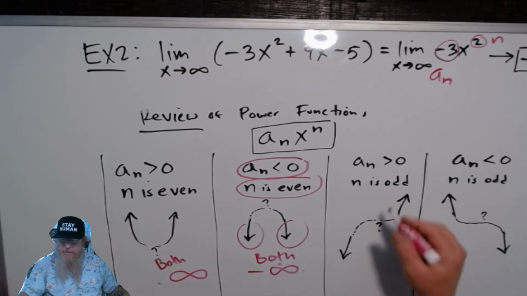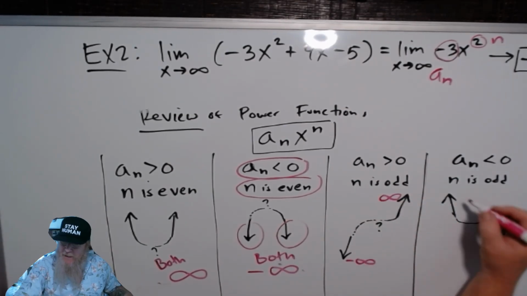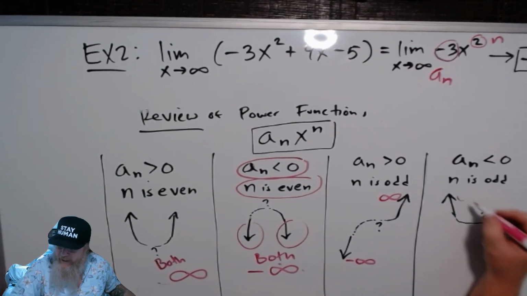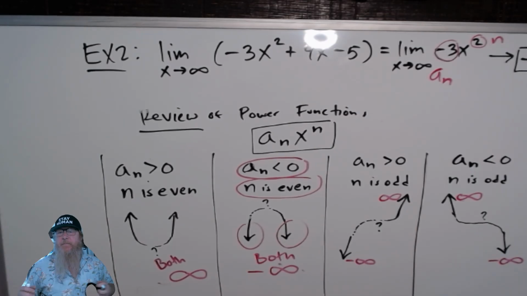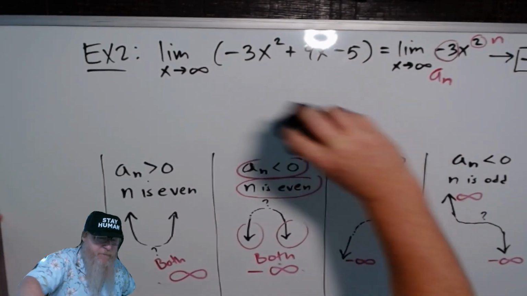In this one, you get one of each. You get a positive infinity and a negative infinity, and vice versa, negative infinity and positive infinity. So you get one of each in these ones. So that's your quick review of power functions.